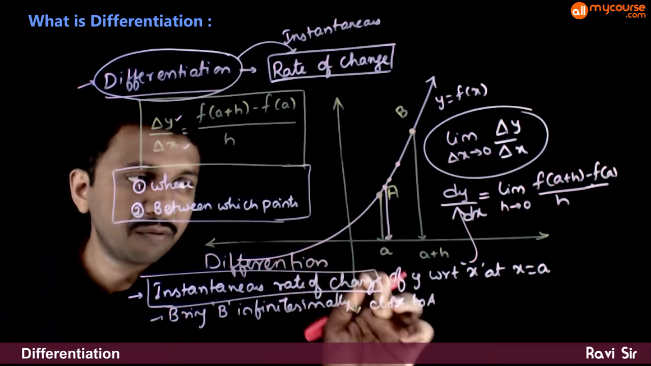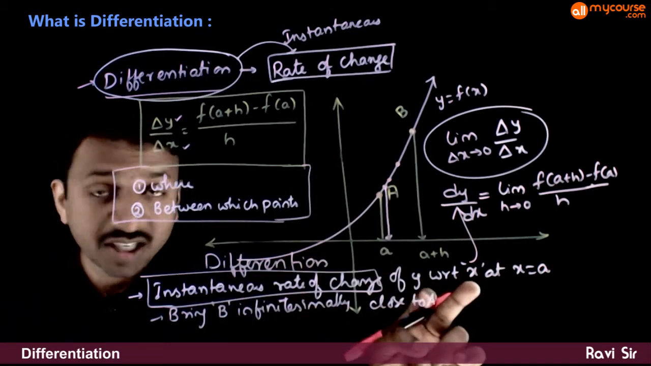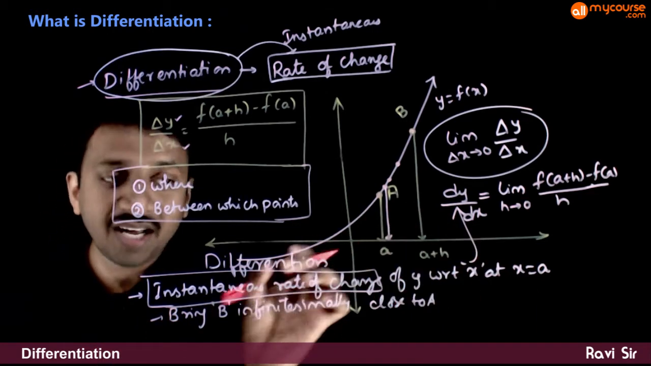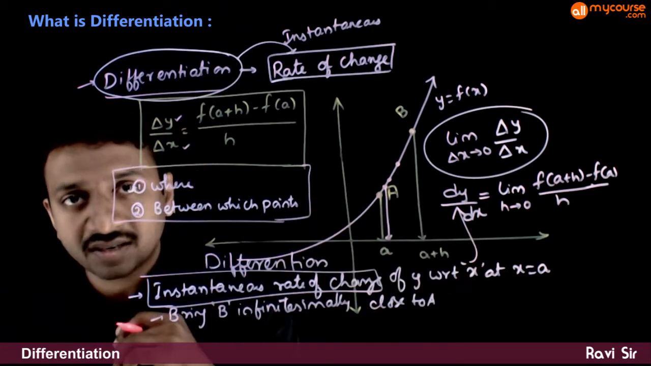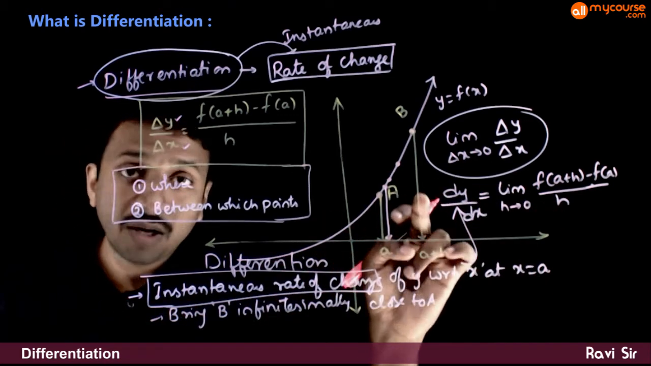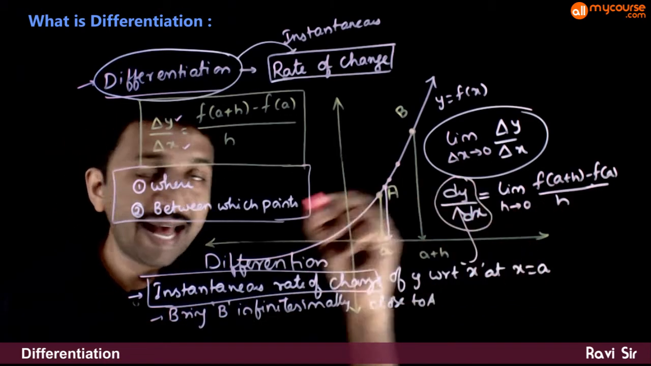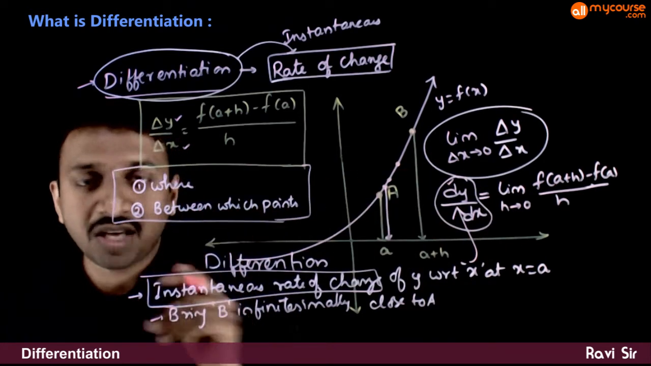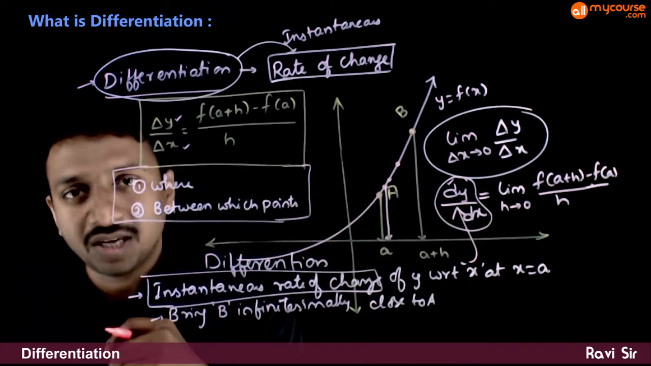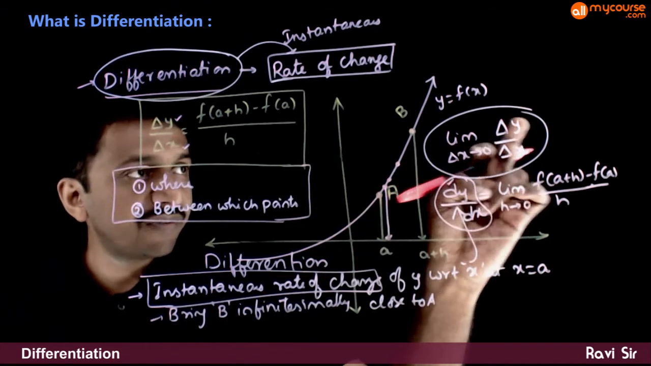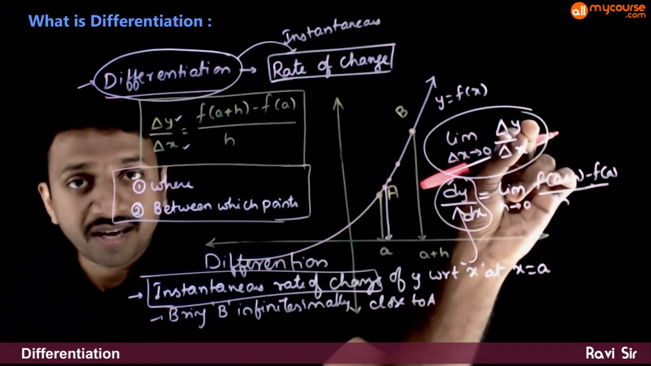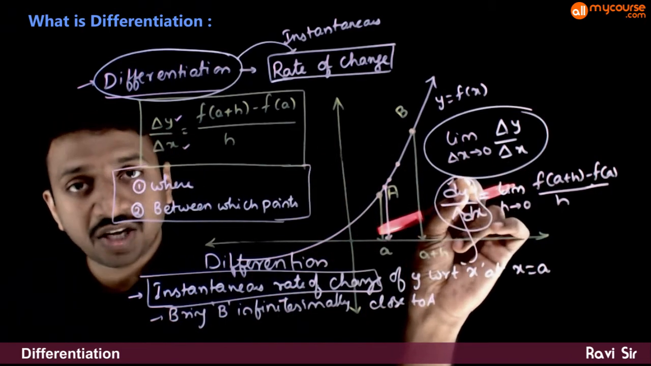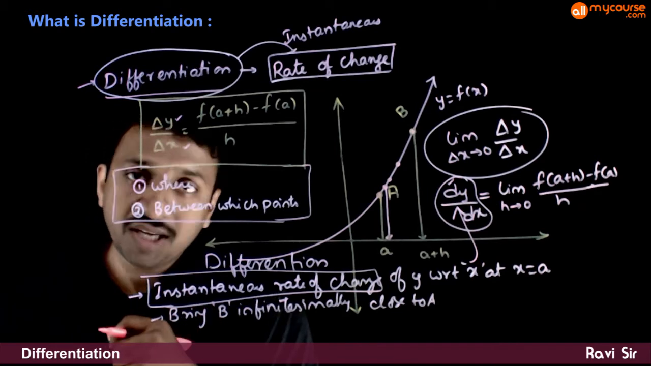So differentiation of y with respect to x at x is equal to A is nothing but the instantaneous rate of change of y with respect to x at x is equal to A, that is usually denoted as dy by dx. dy means the infinitesimally small change in y by infinitesimally small change in x. Delta is finite change, delta y is finite change in y by finite change in x. dy by dx is infinitesimal change in y by infinitesimal change in x.